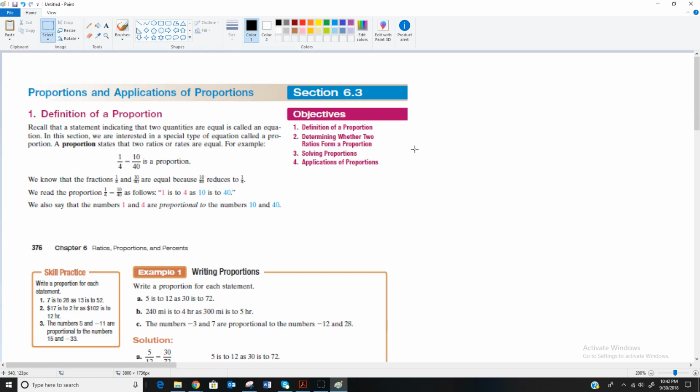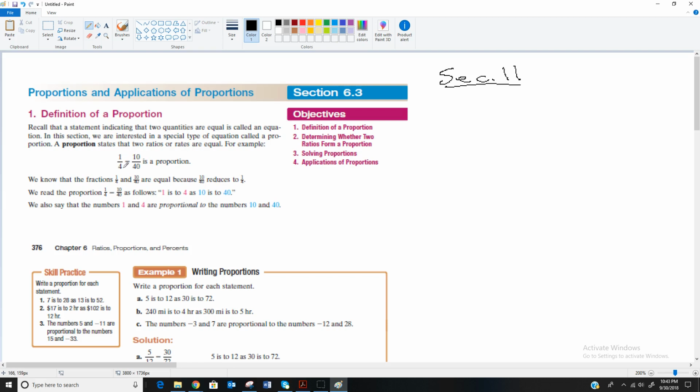So this is section 11 in our book. Section 10 was fairly short. This is section 11. And we're going to have, yet out of another textbook, we're going to talk about proportions and applications of proportions. So the definition of a proportion states that two ratios or rates are equal.